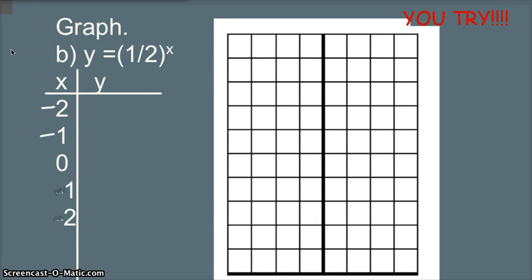You try example B. Pause the video, fill in your domain for x of -2, -1, 0, 1, and 2, plot your points, and make a nice smooth curve.